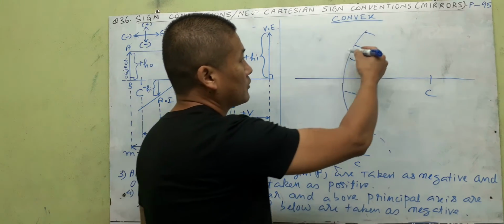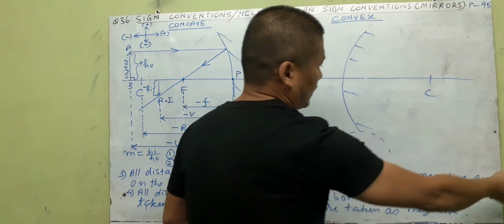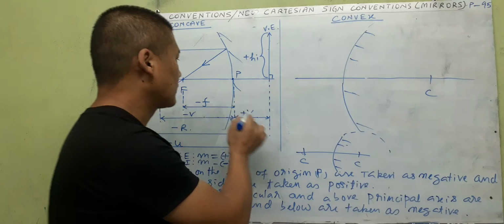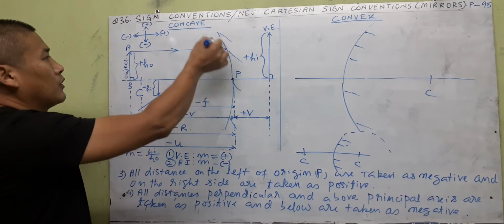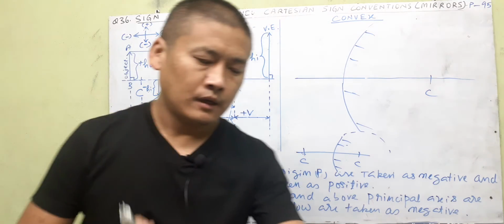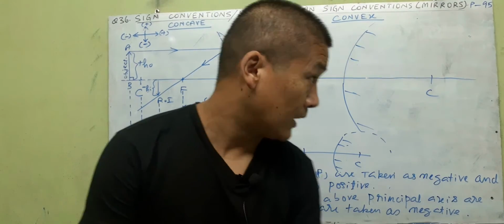So how do you find C? Look at the curve. The ball is like this, so C should be inside. If you draw it like this, it's going to be wrong. This is correct because this is the ball curve. So the C will be inside the ball, right? So please remember that.